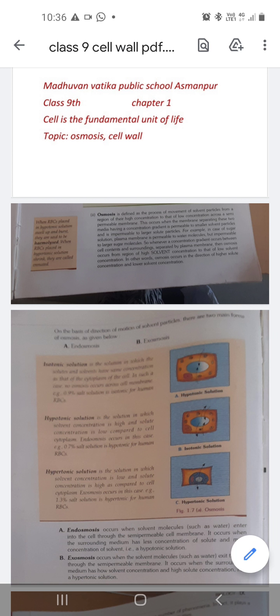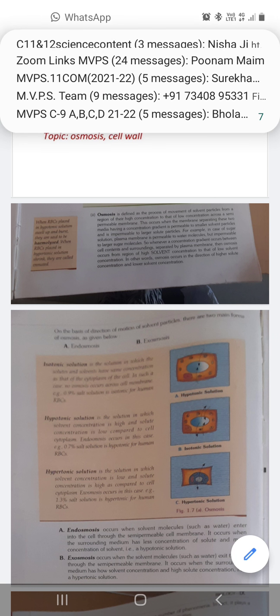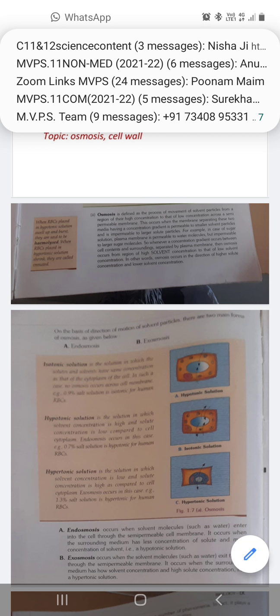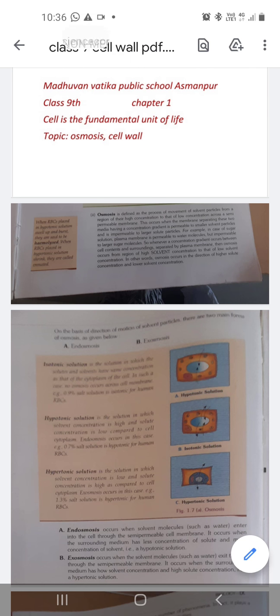Whenever a concentration gradient occurs between the cell content and the surrounding, separated by the plasma membrane, what process will occur? Then the process of osmosis will occur from the region of high solvent concentration to low solvent concentration. On the basis of the direction of motion of the solvent particles, there are two types of osmosis: endoosmosis and exoosmosis.